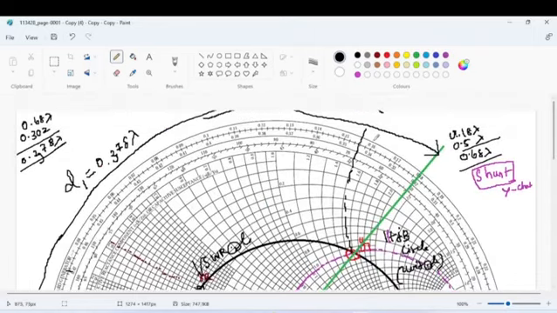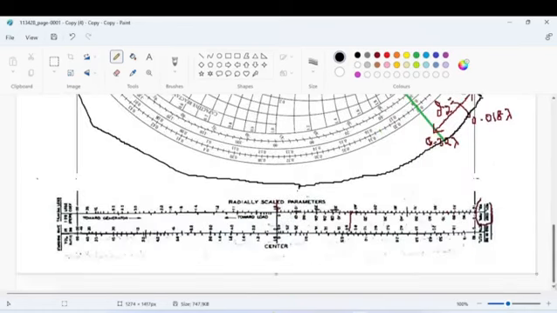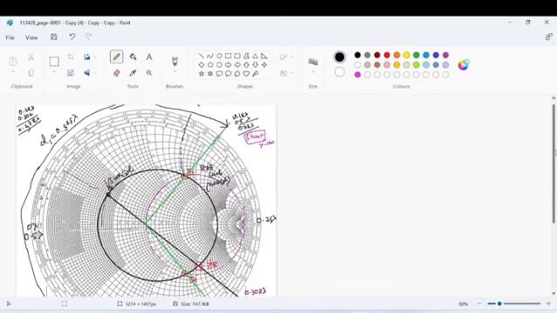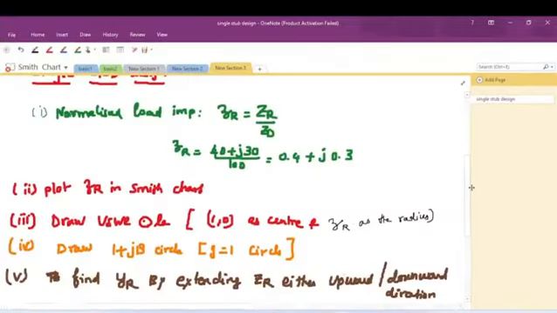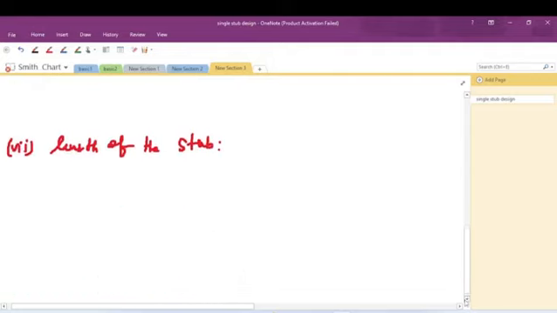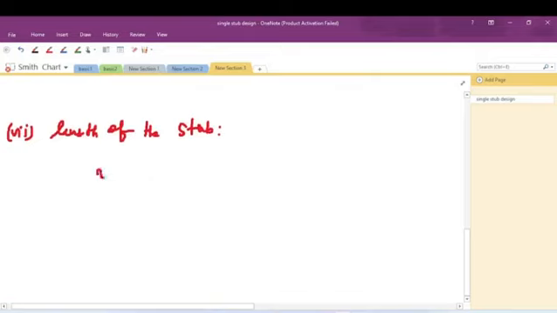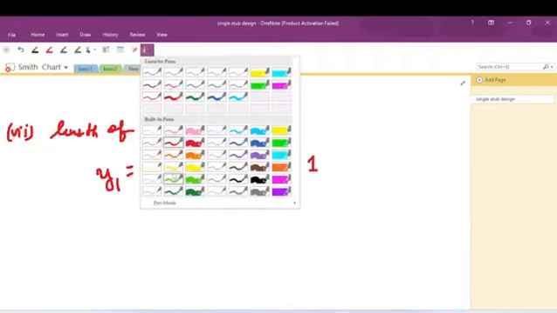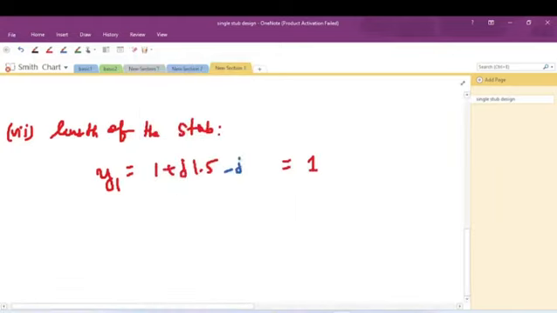So 1 plus j 1.5 means, see, why are we going for this kind of stub network? For achieving matching purpose only we are going for this kind of stub network. So what is the value of y1? The value is 1 plus j 1.5. The meaning of stub is nothing but to make yr equal to y naught. In order to make 1 plus j 1.5 to be 1, which value should be added? Minus j 1.5 should be added to make the value 1.